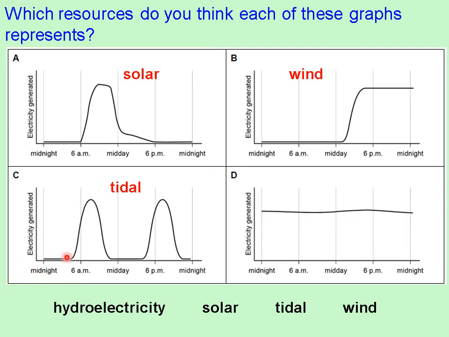Then graph C is tidal. You get this sort of predictable energy production when the tide goes in and the tide comes out. So the tide goes in, the tide goes out twice a day. So again, it's not available all the time, but it is available at predictable times. And then the last one is hydroelectricity, because with hydroelectricity it is available any time, because they can allow water through the dams at any time. So it's pretty much a steady production of electricity throughout the day.